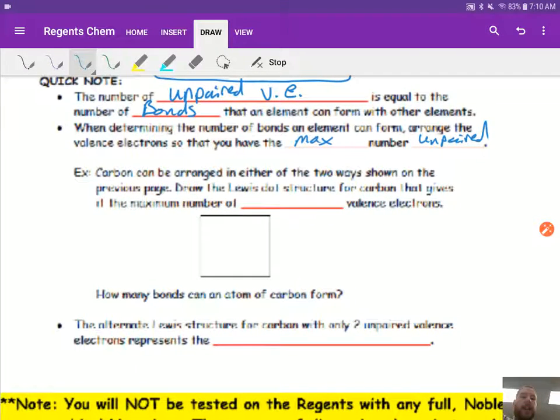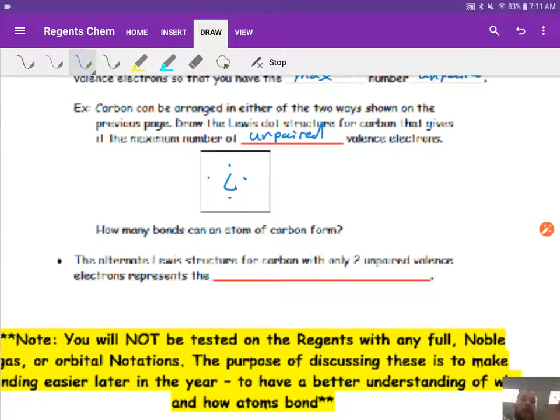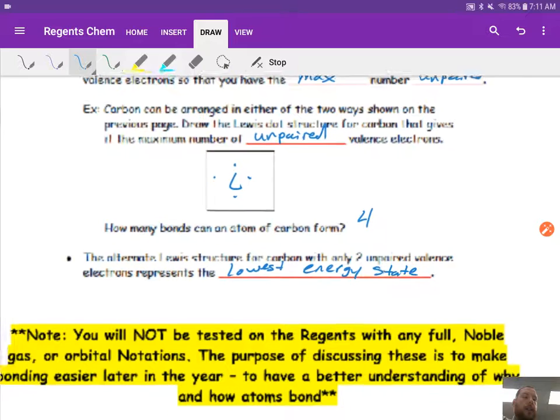So for example, carbon, right, the maximum number of unpaired valence electrons would be something like this. We would write it out like that, so now that we can form a bond there, there, there, and there. But again, that stuff will come later, so don't stress about it. Carbon can form 4 bonds, okay? The alternate Lewis structure for carbon with only 2 unpaired valence electrons represents the lowest energy state, okay? So when we kind of pair some things up, that's representing a lower energy state to some extent.